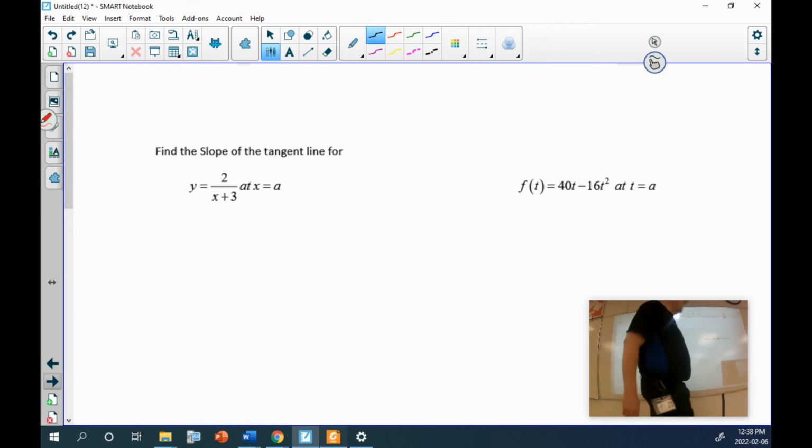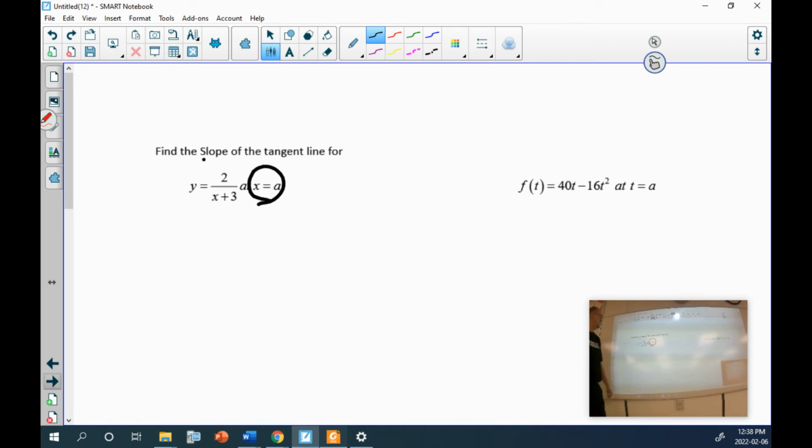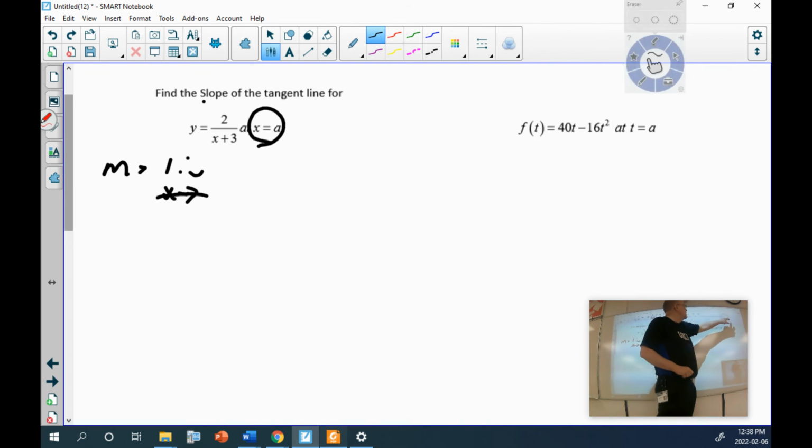Okay, so I'm just going to have to do these with my fingers. Annoying, but it is what it is. Please excuse the messy writing. Find the slope of the tangent, so find the equation, because we're looking at x equal to a. Using the definition, m is equal to the limit as h approaches 0.